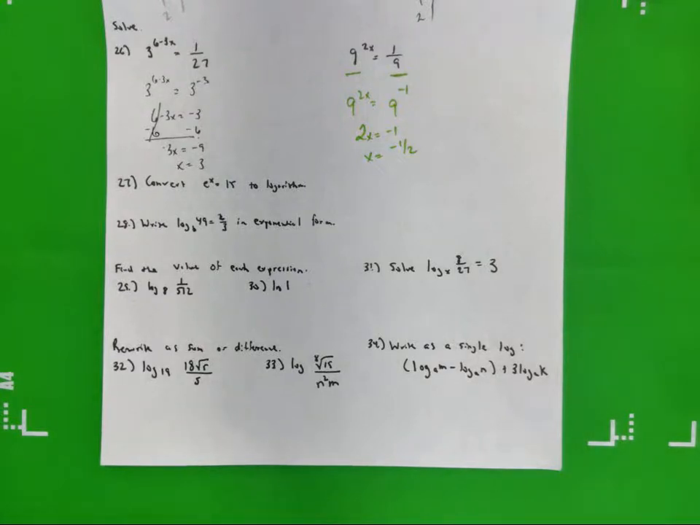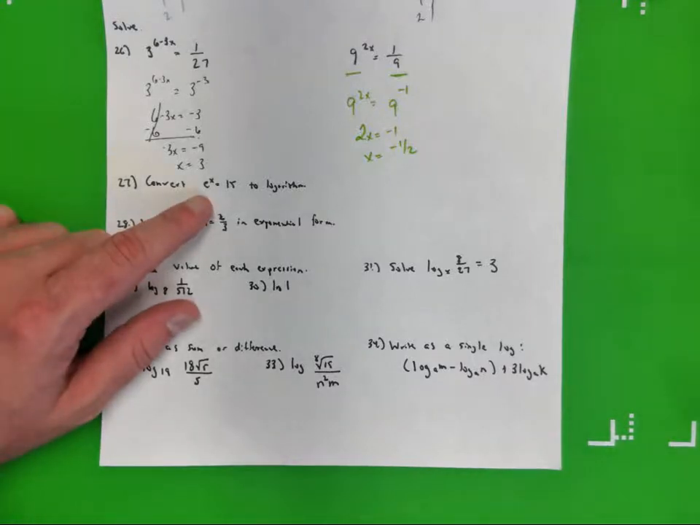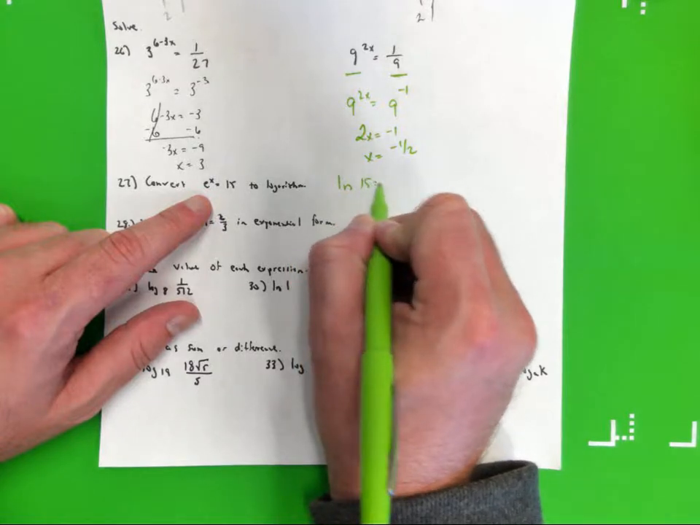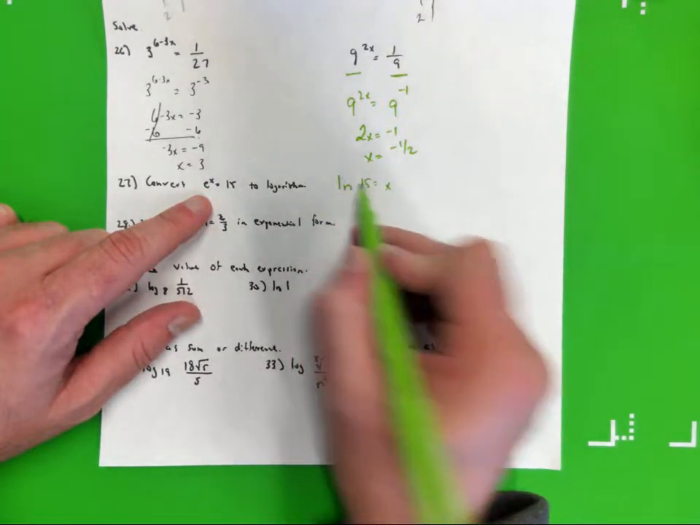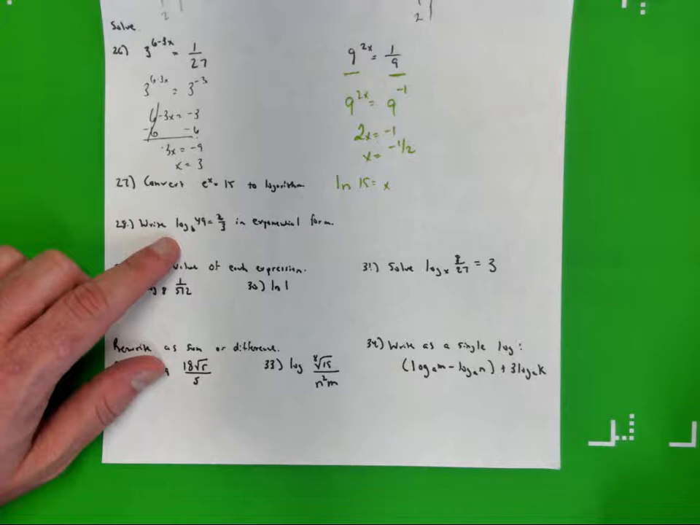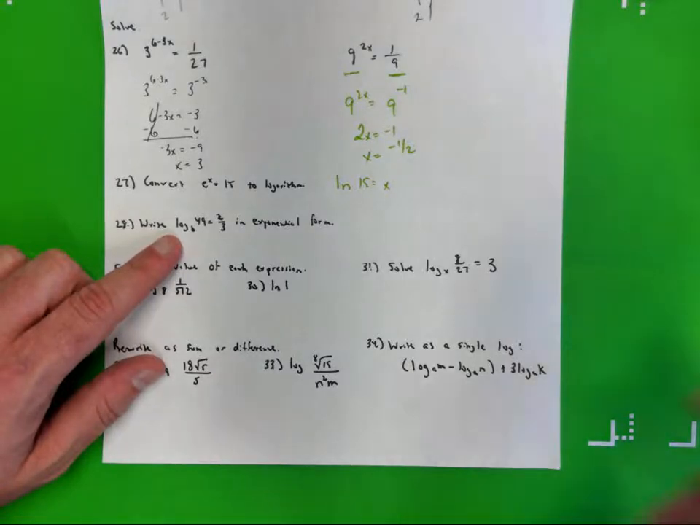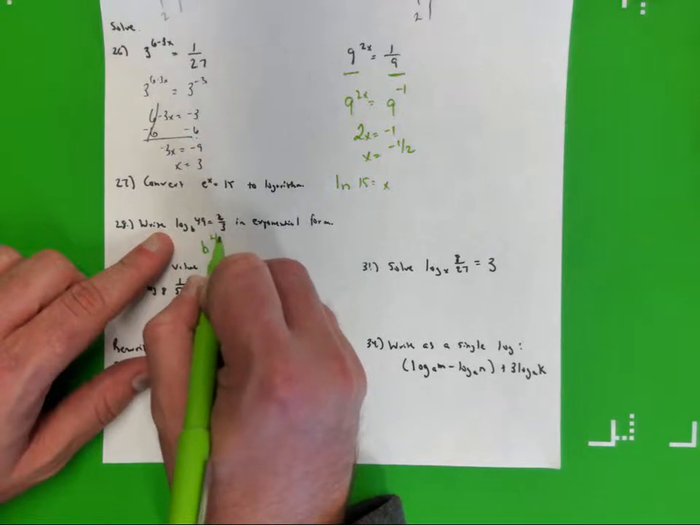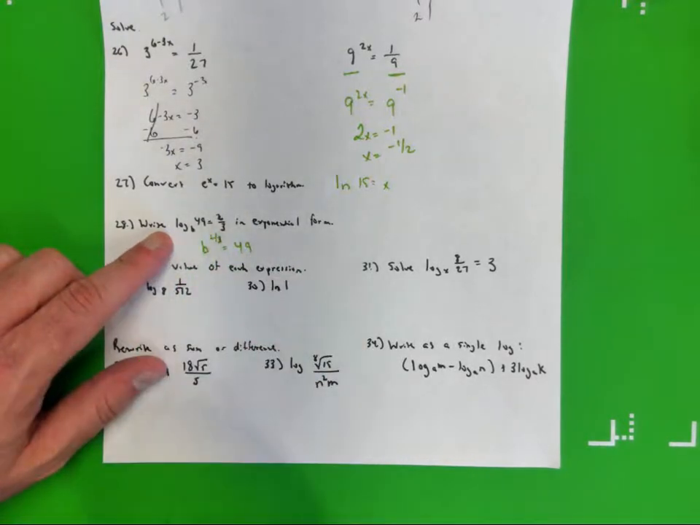Number 27. We want to convert that to a logarithm. What form is it in right now? Exponential. So, do I use log or natural log? Natural log of 15 equals x because it's e to the x equals 15. So I converted that. Now I want to write this in exponential. That would be b to the 2/3 equals 49.